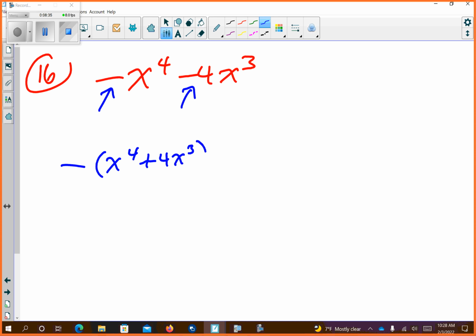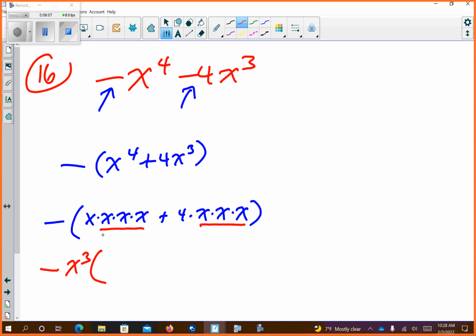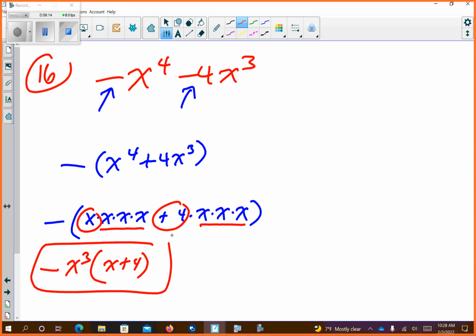So think about x to the fourth as x times x times x times x. Inside those parentheses, what's the maximum number of x's from both terms I could take out? 3 of them. Out front there's still a negative. So x times x times x is x to the third, and in parentheses I have an x plus 4 left. Done. Did that help you out?